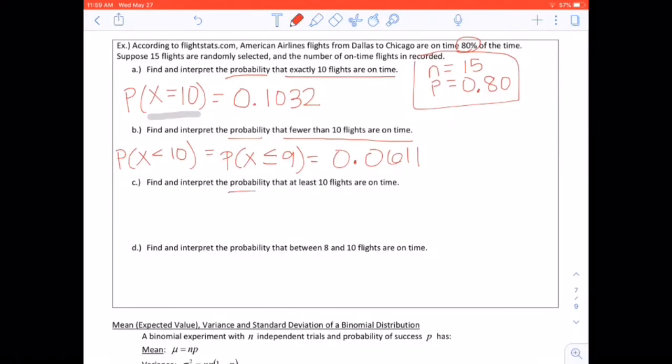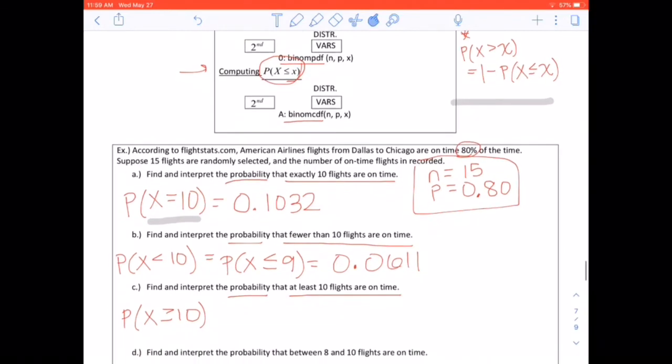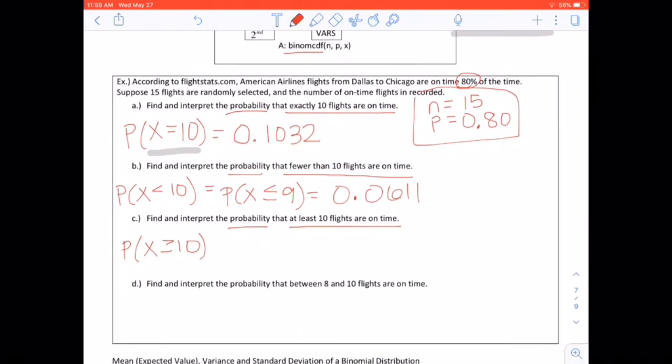The next one says find and interpret the probability that at least 10 flights are on time. So probability that at least 10 means 10 or more. So we have x is greater than or equal to 10. And since we are dealing with a greater than or equal to, we are going to have to be using what we wrote up here on the top that we added in. And so I need to look at this as a 1 minus and use that complement idea. So 1 minus, so since I'm looking at 10 or larger, that means 10, 11, 12, 13, 14, or 15, I could take all those probabilities since they all sum up to 1 and subtract away the stuff I don't want, which would be 9 or less.